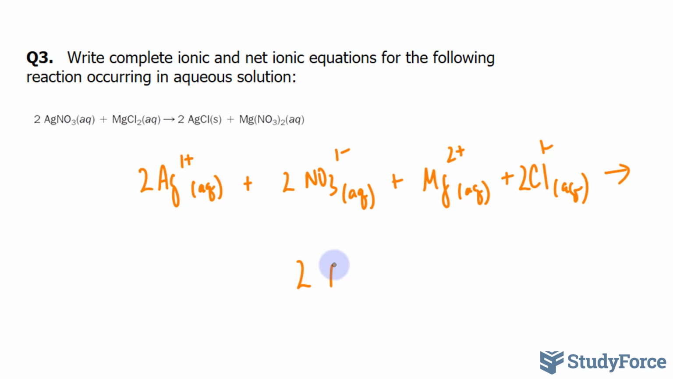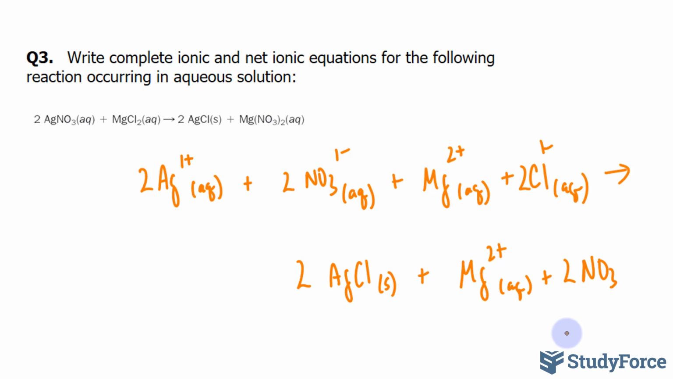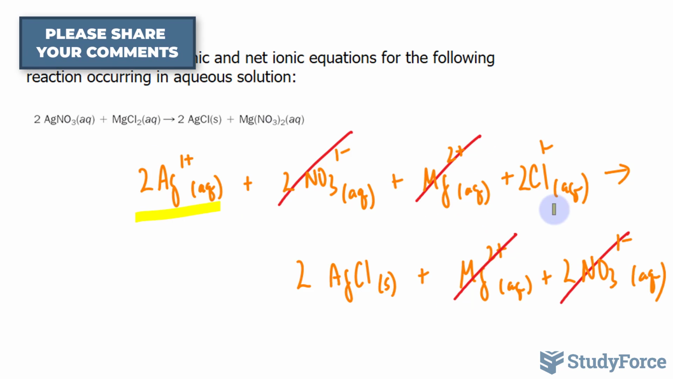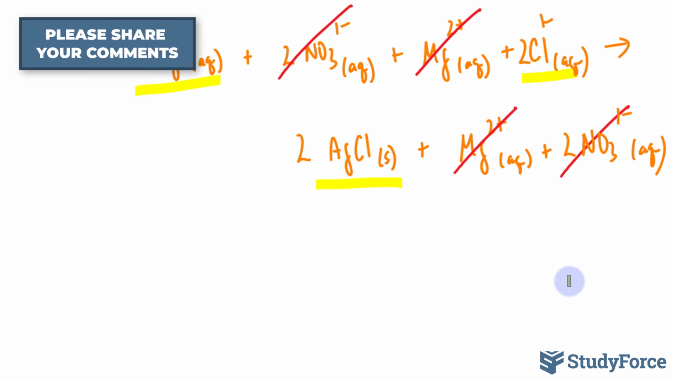We'll write down 2AgCl, and that's in its solid state, plus Mg 2+ AQ, plus our final anion, NO3, multiplied by 2 because of that 2 on the outside, with a charge of 1-. Now we eliminate our spectator ions. This cancels out with this, cancels out with this, and we're left with what's highlighted. That will serve as our net ionic equation.